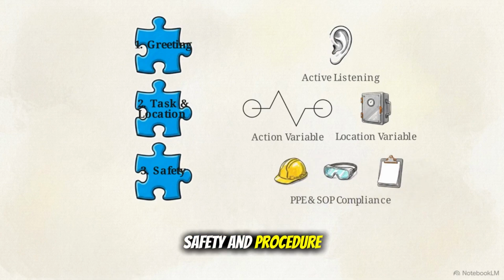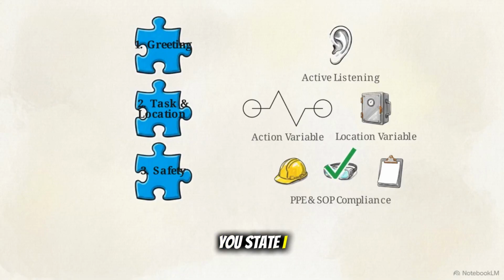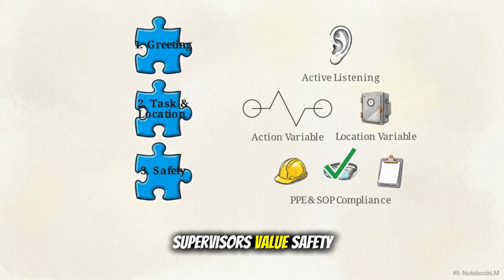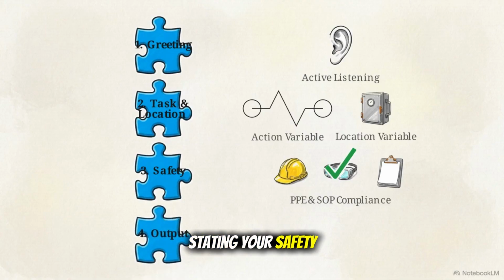Step 3 demonstrates that you are a compliant, safety-conscious worker. This is the safety and procedure step. You state, "I will wear proper PPE and follow the SOP." Supervisors value safety compliance. Stating your safety steps up front builds trust and confirms that you won't take unauthorized shortcuts.